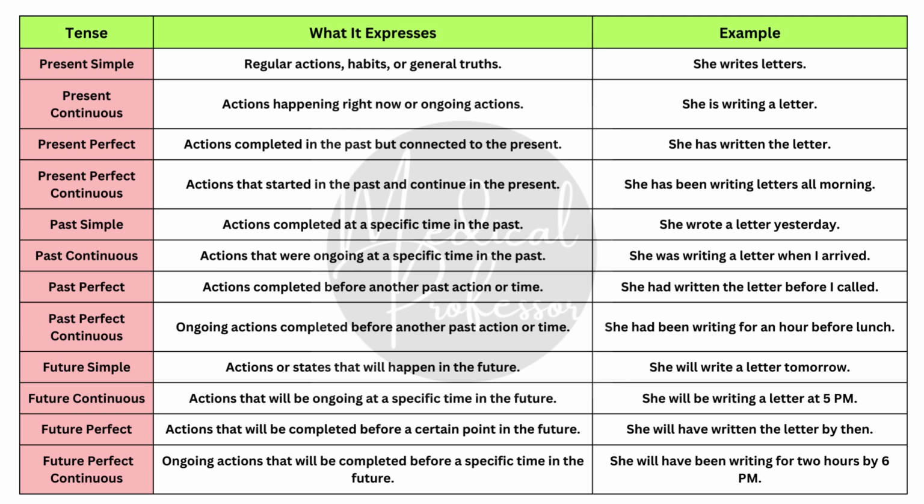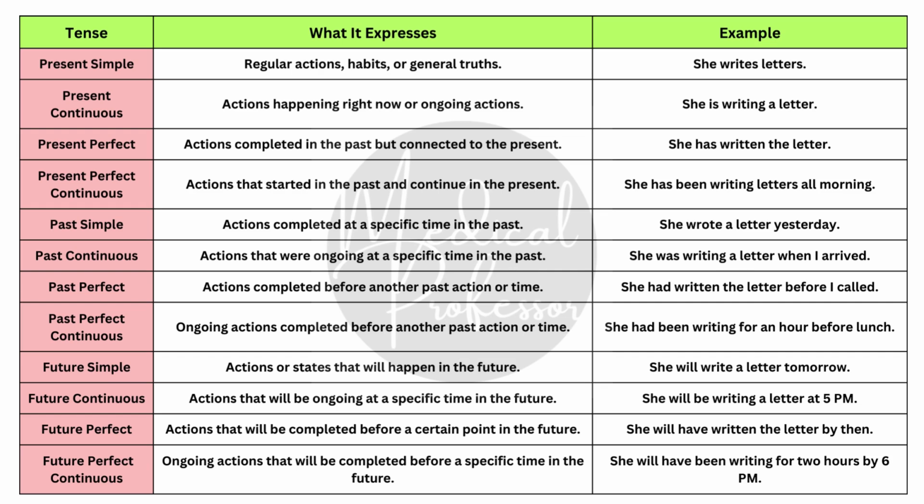Each of these three time frames has four variations, giving us the 12 tenses in total. Overview of the 12 tenses. Here's a summary of 12 English tenses and what they express. Number 1, present simple. Present simple expresses regular actions, habits, or general truth. For example, she writes letters.